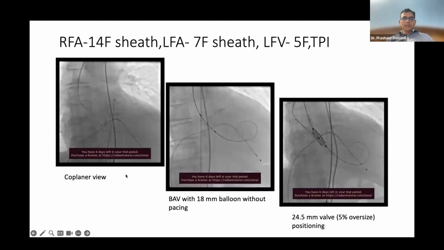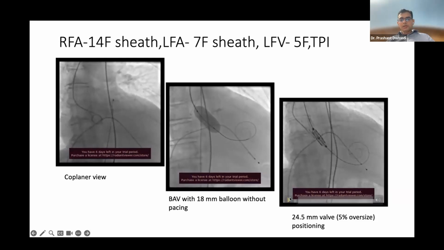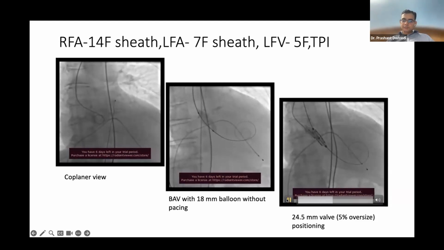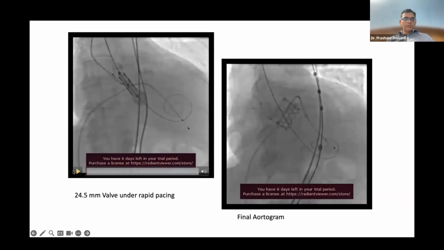We took the coplanar view, where we can see all three cusps. We can see the left, right, and non-coronary cusps all coming in a single line. Then we did a balloon aortic valvotomy with an 18mm balloon without any pacing because the EF was low. We didn't want to keep the patient on rapid pacing. Then we deployed a 24mm valve with 5% oversizing. This was the valve deployment under rapid pacing.